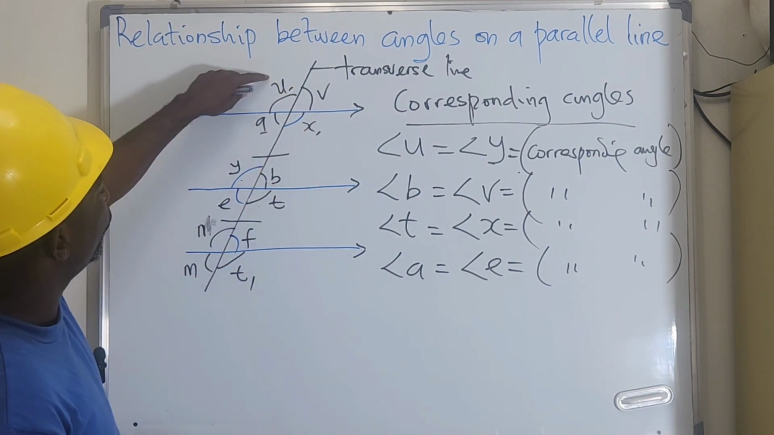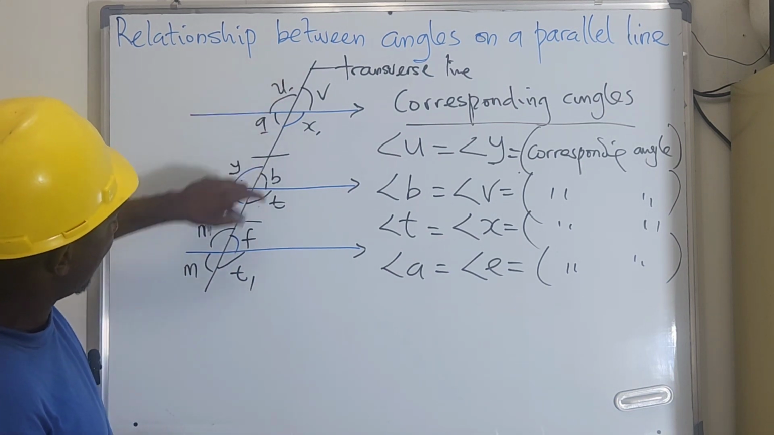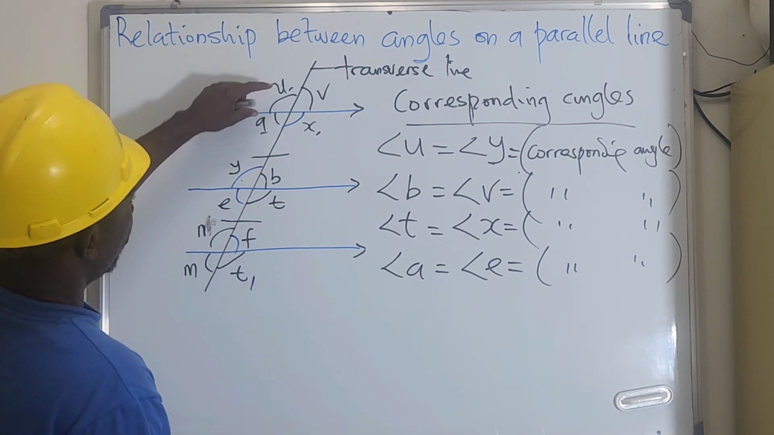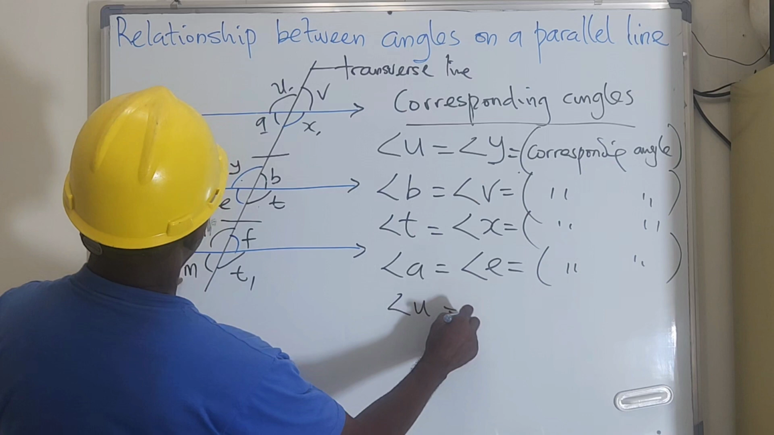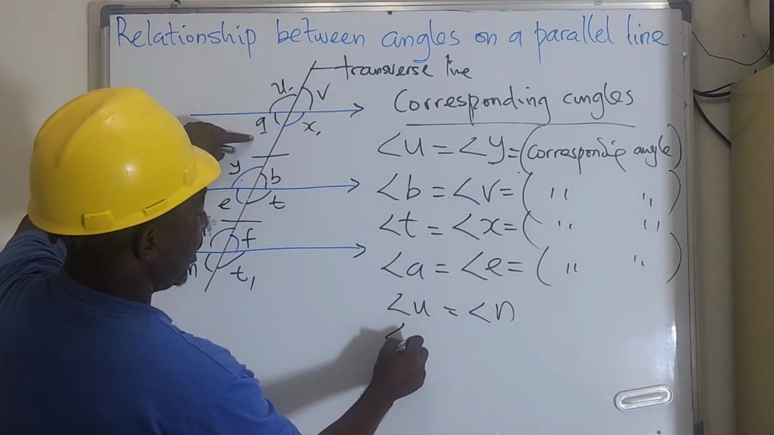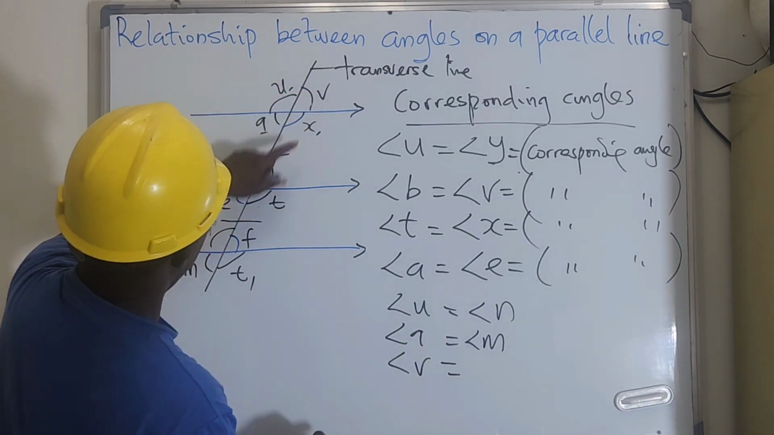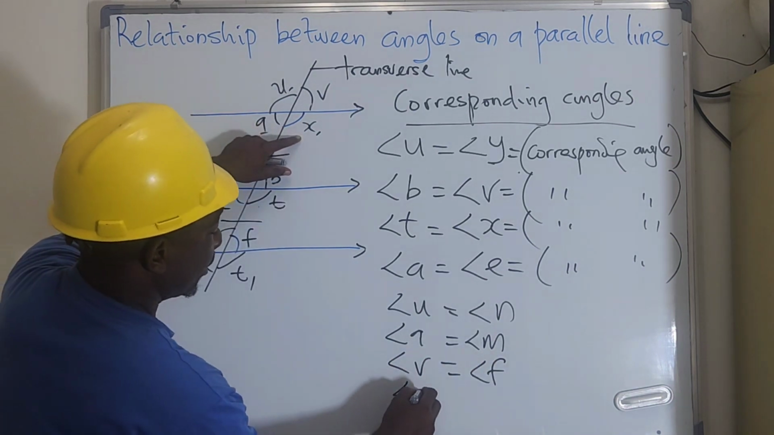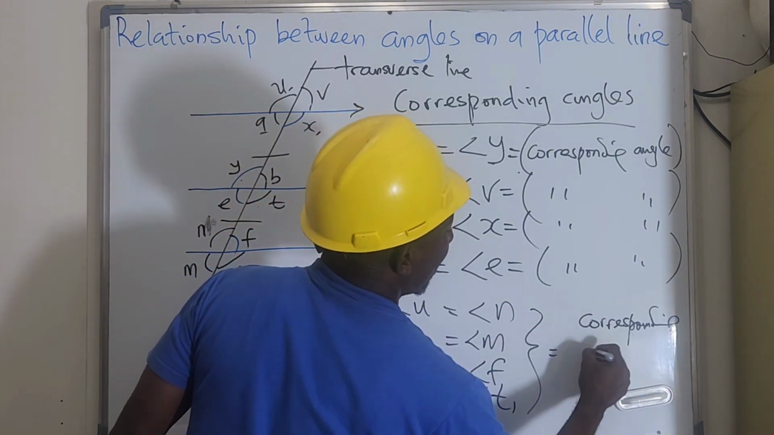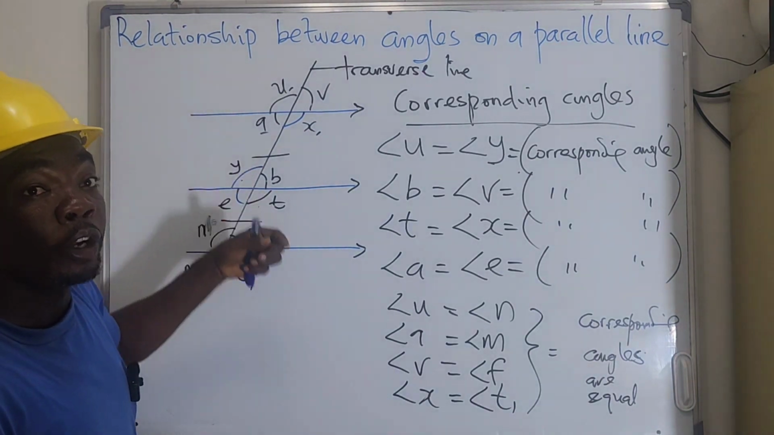That is U and Y, as we said. It's the same thing as when we pick this and put it here. So here will become the first line and the third line, where angle U will be equal to angle M when we pick this. So angle A equals angle M. Angle V will be equal to angle F. Then angle X equals angle T1. All of them mean that corresponding angles are equal. So this is what it means from this figure, where we find corresponding angles.